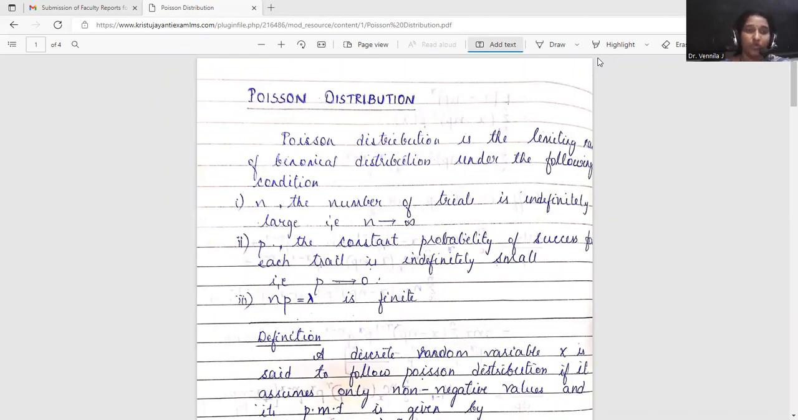Poisson distribution is one of the discrete probability distributions. It is a limiting case of the binomial distribution. So before going to that, what do you mean by binomial distribution? Binomial distribution parameters are n and p. From the n and p, we are applying some limits: n tends to infinity and p tends to 0. It is converted into Poisson distribution. Okay, that is called np is equal to lambda. Lambda is one of the parameters.